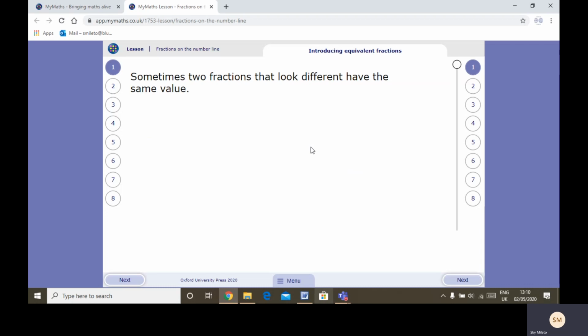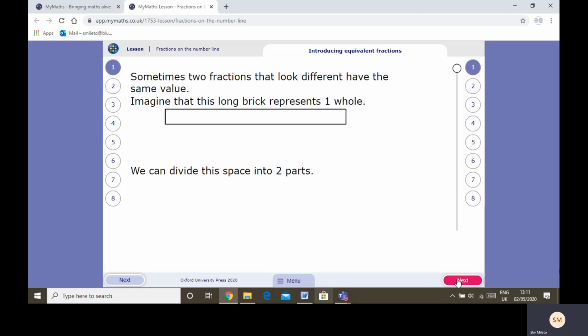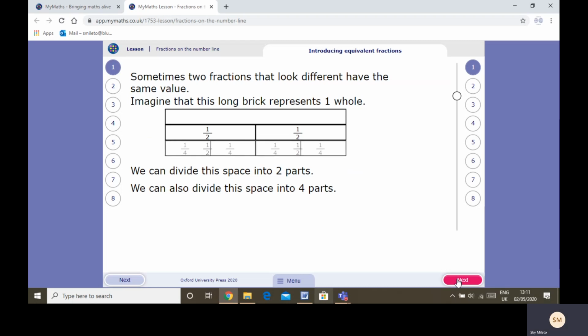First thing we're going to look at is two different fractions that have the same value. We have looked at one the last couple of days, which I kept saying is the same as this one. See if you can remember which one I was talking about. Hopefully some of you remember that I was looking at halves and quarters. And we said that 2 quarters is the same as 1 half, and you can see it represented here. You can see that 1 half and 2 quarters is the same length on our wall.